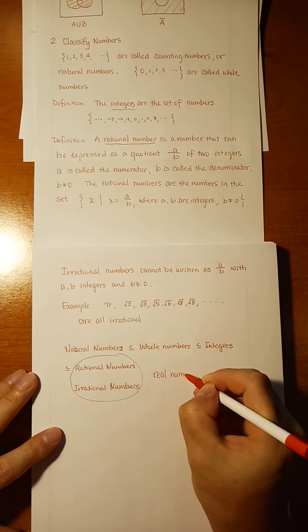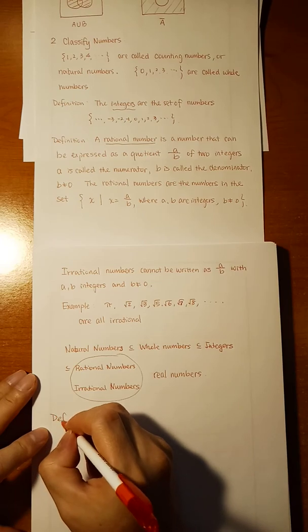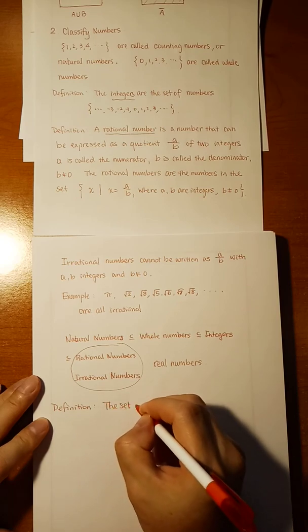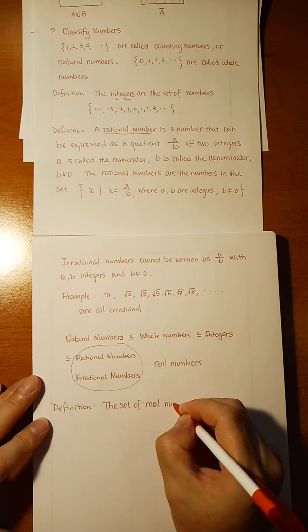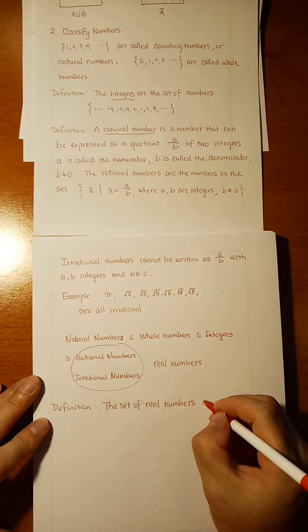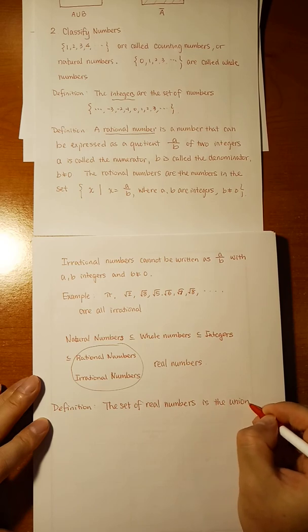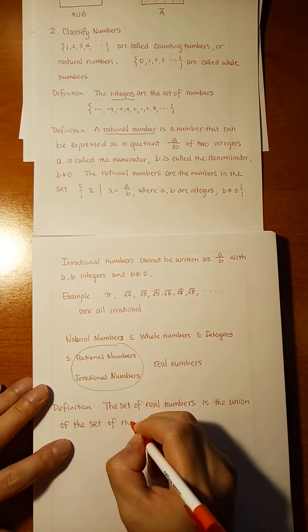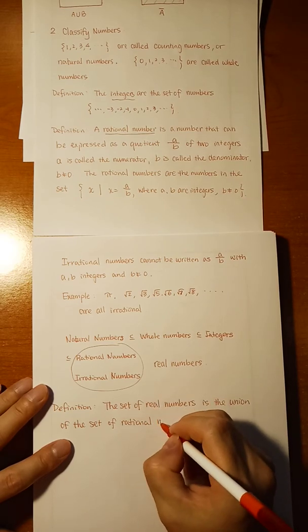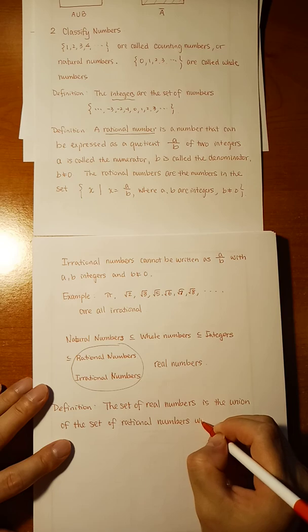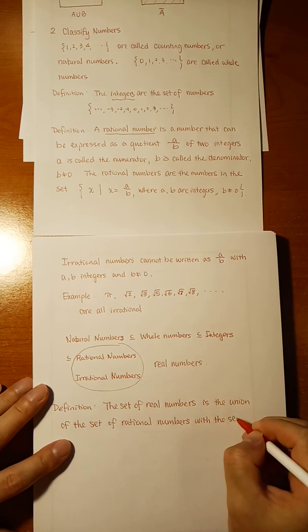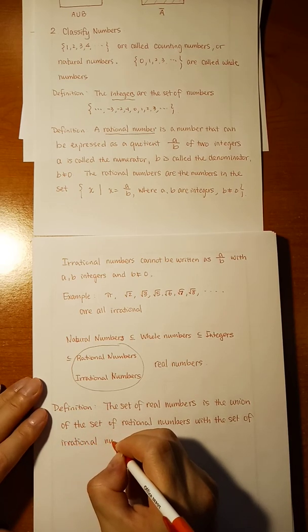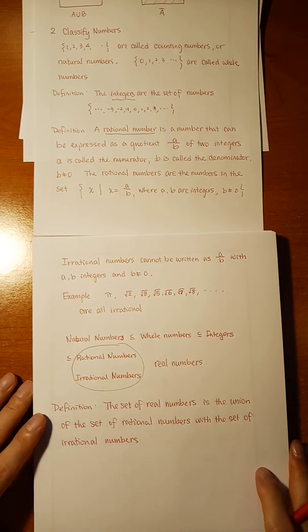Okay, so that's a definition. The set of real numbers is the union of the set of rational numbers with the set of irrational numbers.